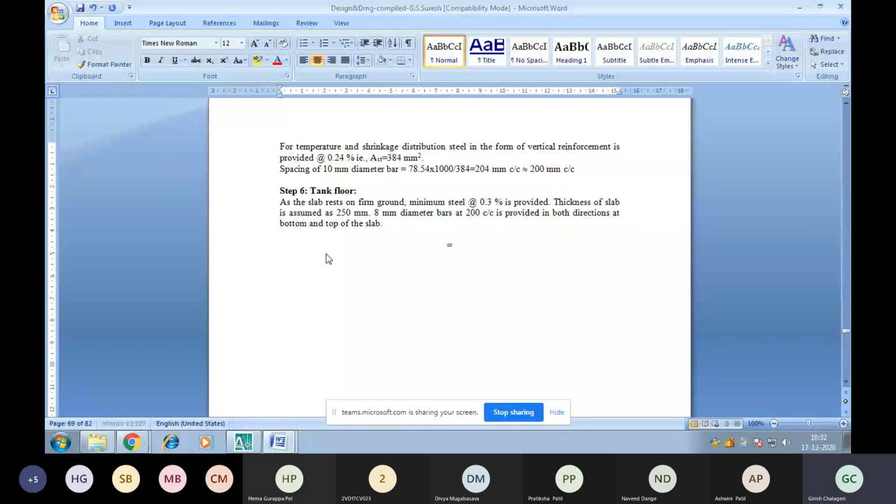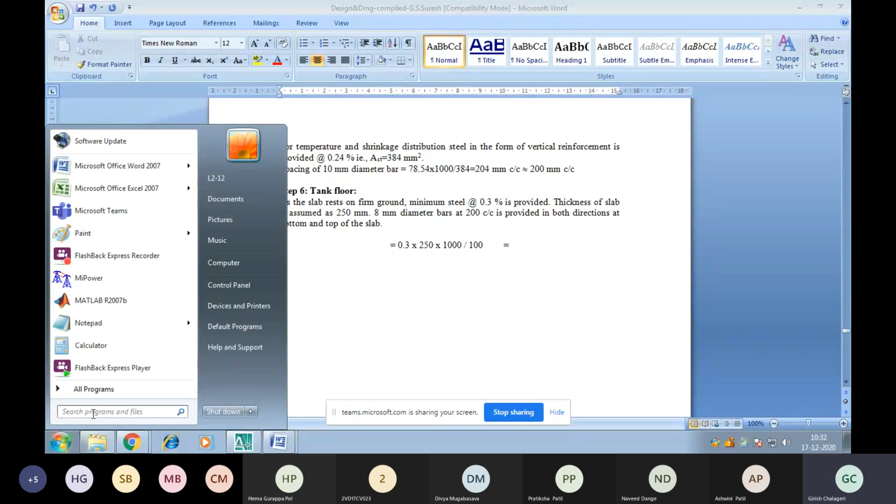That equals 0.3 times 250 times 1000 divided by 100. So the reinforcement will be how much? Let us calculate it.